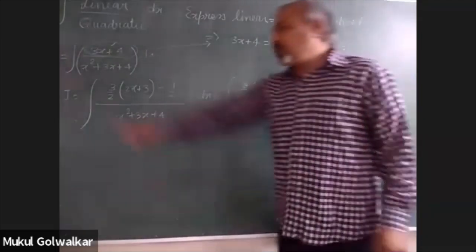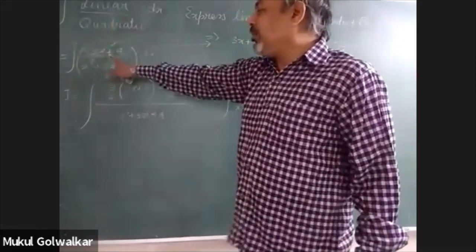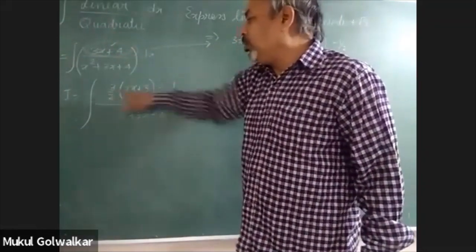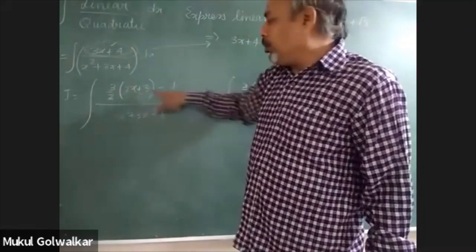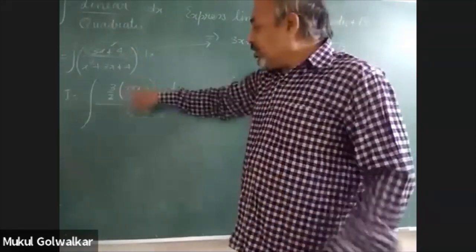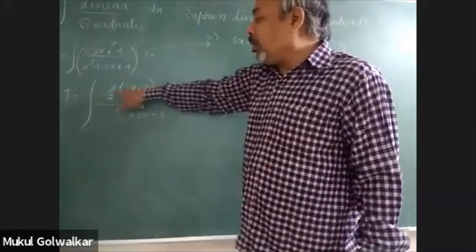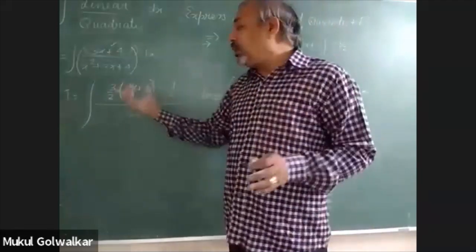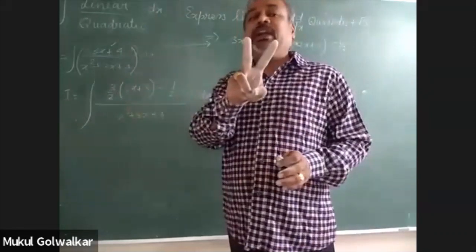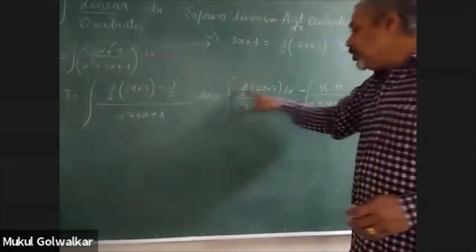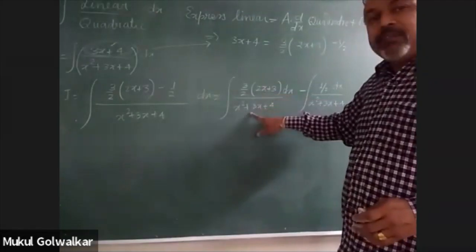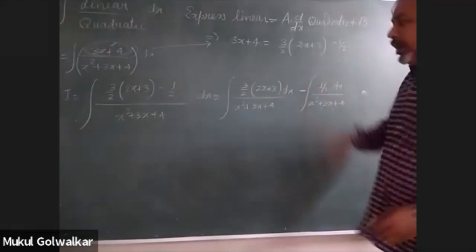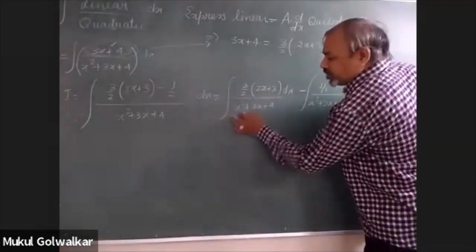Are you understanding that? The original question, the linear, was converted in the form of A into d/dx of quadratic plus B. And after converting that linear in the form of A into d/dx of quadratic plus B, then we are segregating the original function into two different integrals: A into d/dx of quadratic divided by quadratic, plus B upon quadratic, like that. Okay? And now you see, how will you integrate this question?